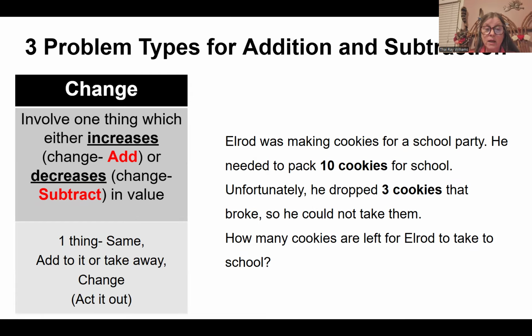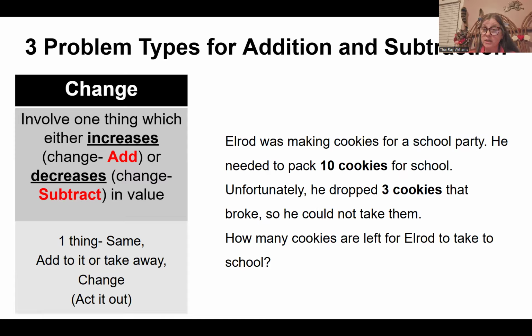Elrod was making cookies for a school party. He needed to pack 10 cookies for school. So that's how many he had. He had 10 cookies. Unfortunately, he dropped 3 cookies that broke, so he could not take them. So he had one thing, which was cookies, and he had 10 cookies. And then what happened? It changed because he dropped 3 of them and he couldn't take them. How many cookies are left for Elrod to take to school?